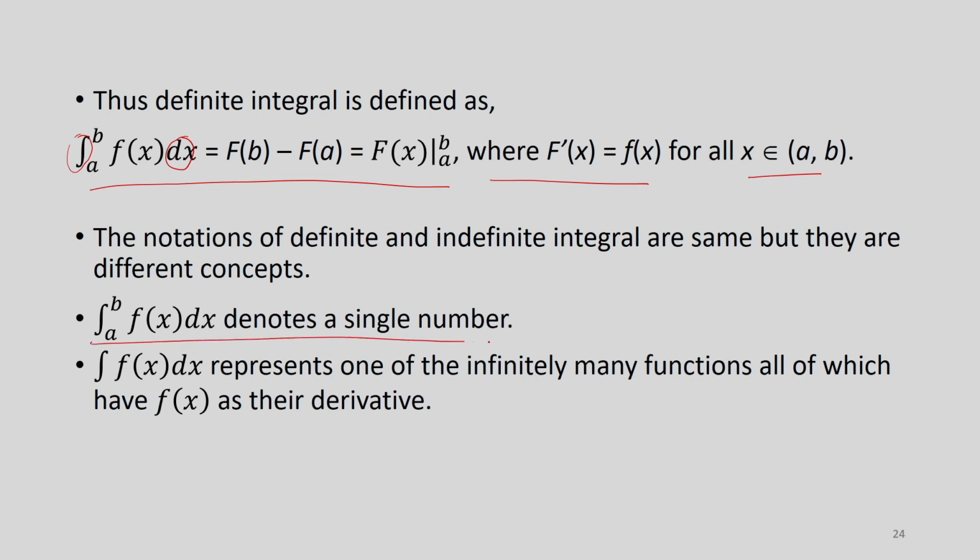The definite integral is a single number. So, integration of a to b f x dx denotes a single number. On the other hand, the indefinite integral, integration of f x dx, represents one of the infinitely many functions, all of which have f x as their derivative. We have talked about this before. So, that is how the indefinite integral is defined. It is not a single number, it is one of the many functions, and all these functions satisfy a common property.